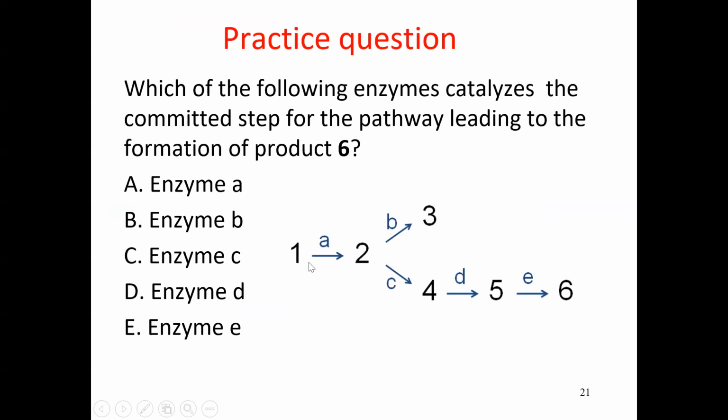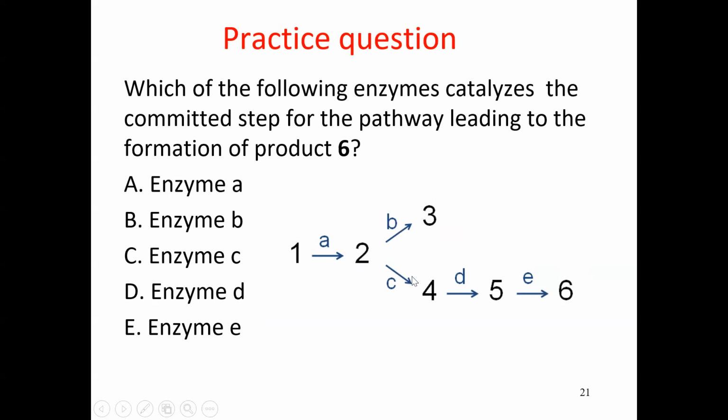So here we start with 1, we could end up with 3 or 6. The question here is asking which of the following enzymes catalyzes the committed step for the pathway leading to the formation of 6. Yes, so C is actually the enzyme catalyzing the committed step. Why is C the committed step? Because once I go down to here, I cannot change my mind and go back and do 3. So once I'm down this road, I am committed in making 6. So C is the committed step for the pathway of making 6.